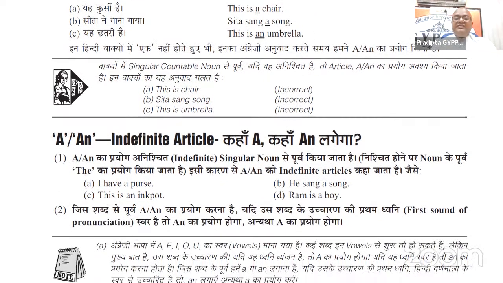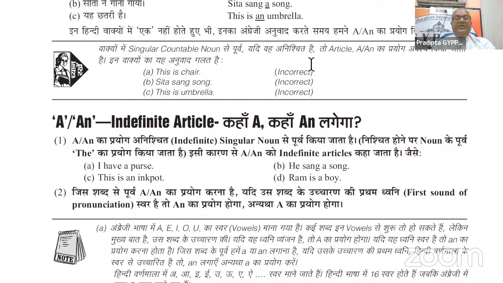A and an, these two are called indefinite articles. Why are they called indefinite articles? Can anyone answer? Sir, because they define the singularity. No, they define singularity for sure, but they do not specifically talk about which noun. For example, when I say I ate an apple, are you getting to know what is the nature of the apple? Which apple I'm talking about? Are you getting to know?